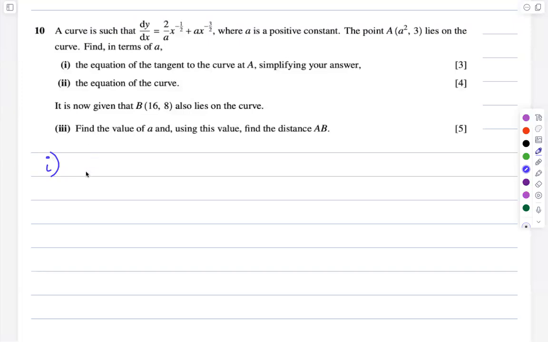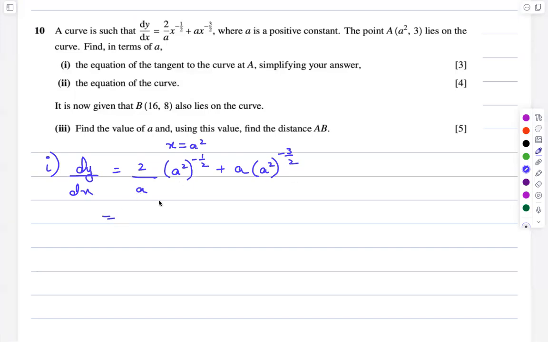Now to find the equation of the tangent, we need a point, which is (a², 3), and the gradient. The gradient is given by dy/dx. The x coordinate at point A is x = a², so we can substitute x = a² in place of x. So this will become (2/a)(a²)^(-1/2) + a(a²)^(-3/2).